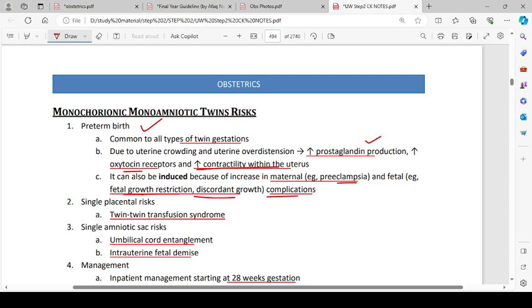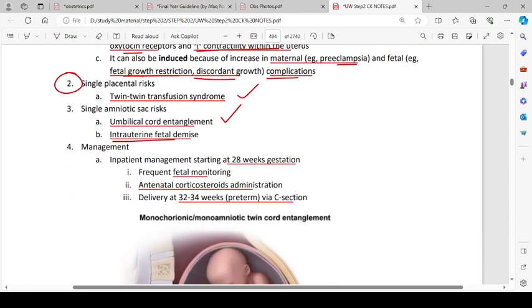Single placental risks are twin to twin transfusion syndrome. Even if they're diamniotic, monochorionic pregnancies have a chance of twin to twin transfusion syndrome. Single amniotic risks are umbilical cord entanglement and intrauterine fetal demise. Management is inpatient management starting at the 28th week of gestation, frequent fetal monitoring, antenatal corticosteroid administration, and delivery at 32 to 34 weeks, that is preterm, by C-section.